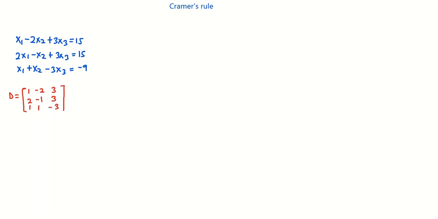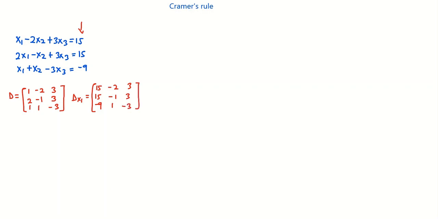Then I'm going to generate another matrix which I'll name dx1. For dx1, the first column will be the right hand side of the equations that we're given. So I'm going to have 15, 15, minus 9. Then you're going to have minus 2, minus 1, and then 1. And then you're going to have 3, 3, minus 3.